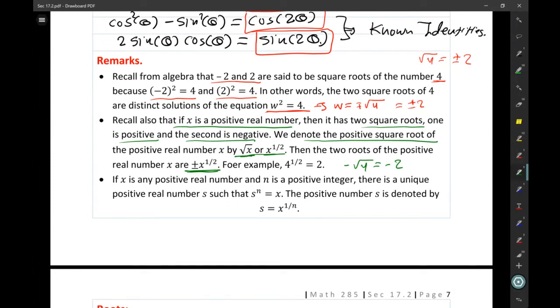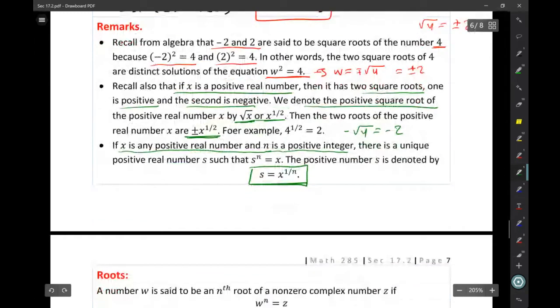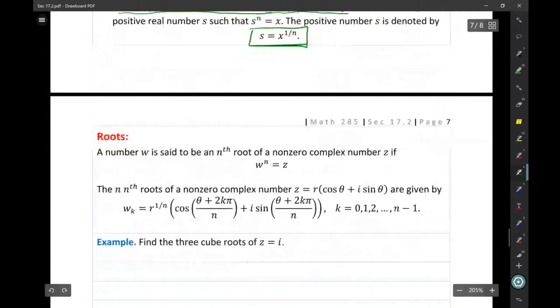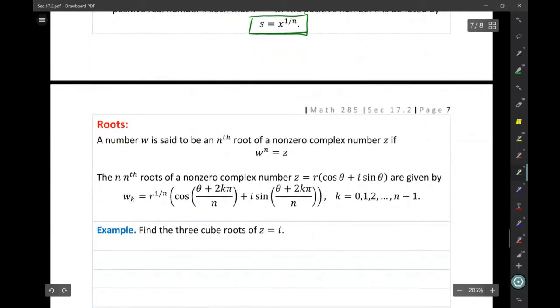Now if x is any positive real number and n is a positive integer, I mean a natural number, there is a unique positive real number s such that s to the power n is equal to x. What does this mean? That means s should be x to the power 1 by n. This is just to recall how we can find the roots.